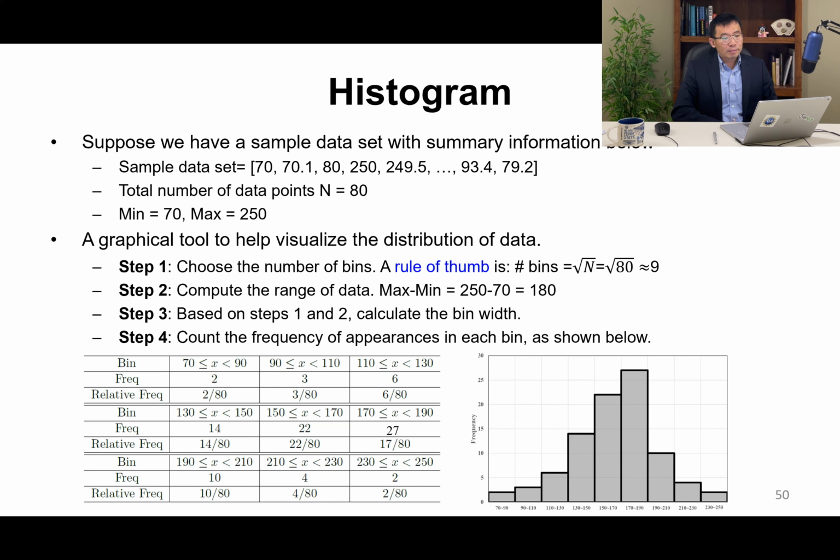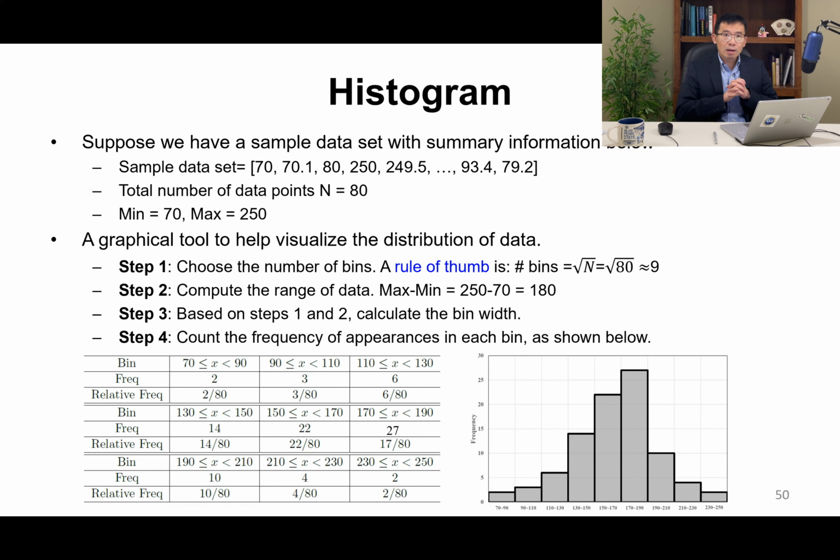So 70, 70.1, 80 to 50 to 79.2. So the total number of data points, n equals 80. The minimum is 70, the maximum is 250. So step one, in order to plot the histogram, we need to choose the number of bins. The rule of thumb is number of bins equals the square root of the total number of data points. So the square root of 80 is approximately 9, so we are going to use 9 bins.